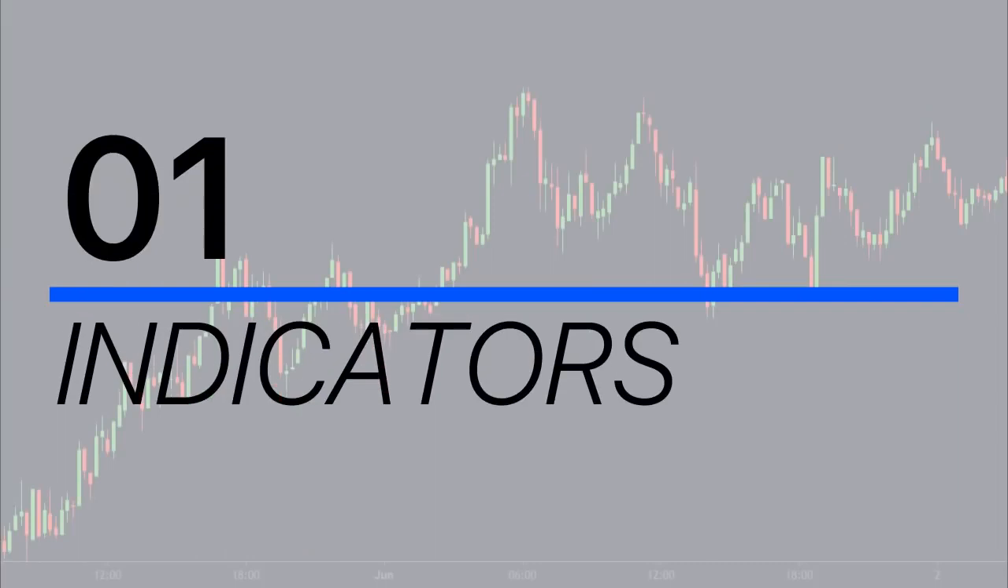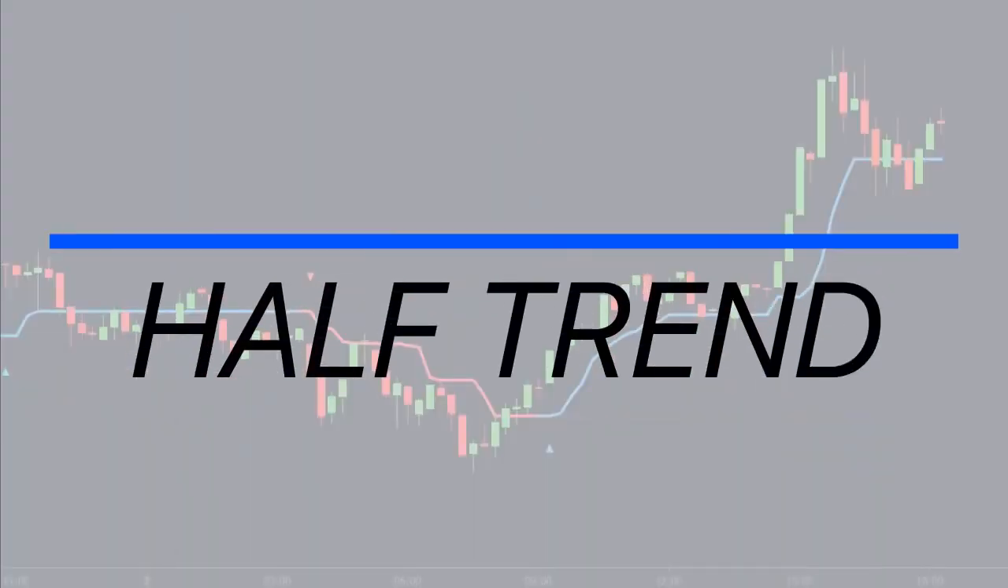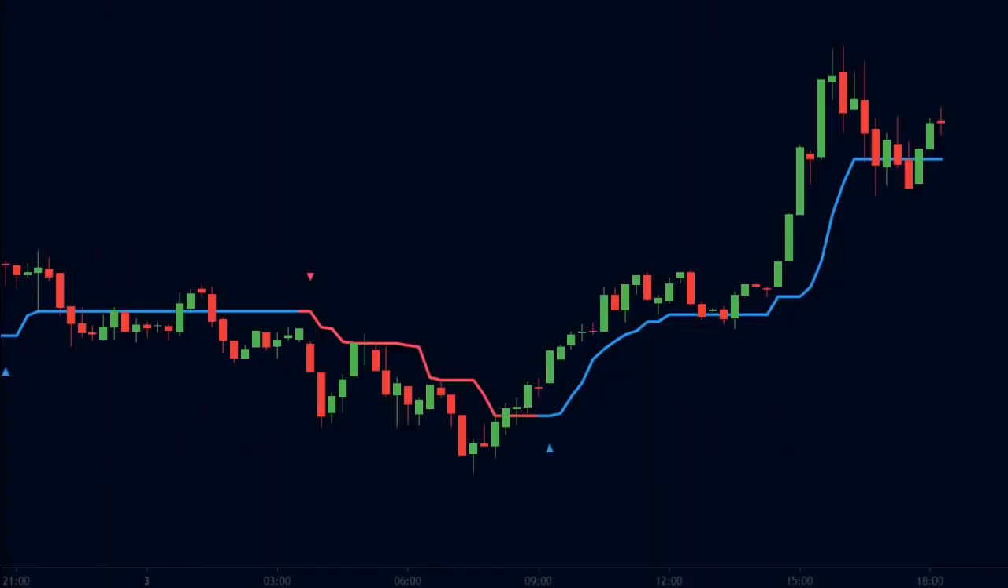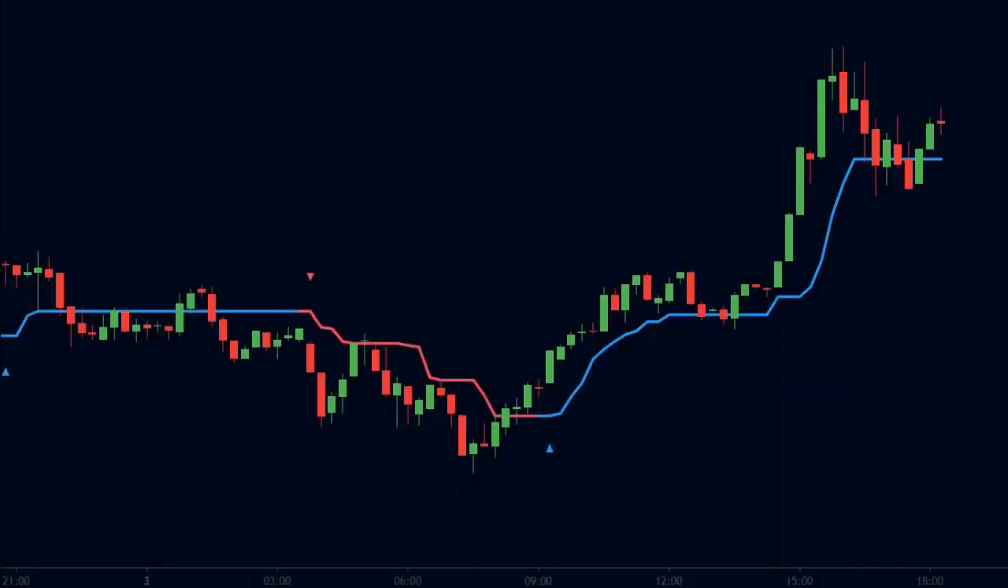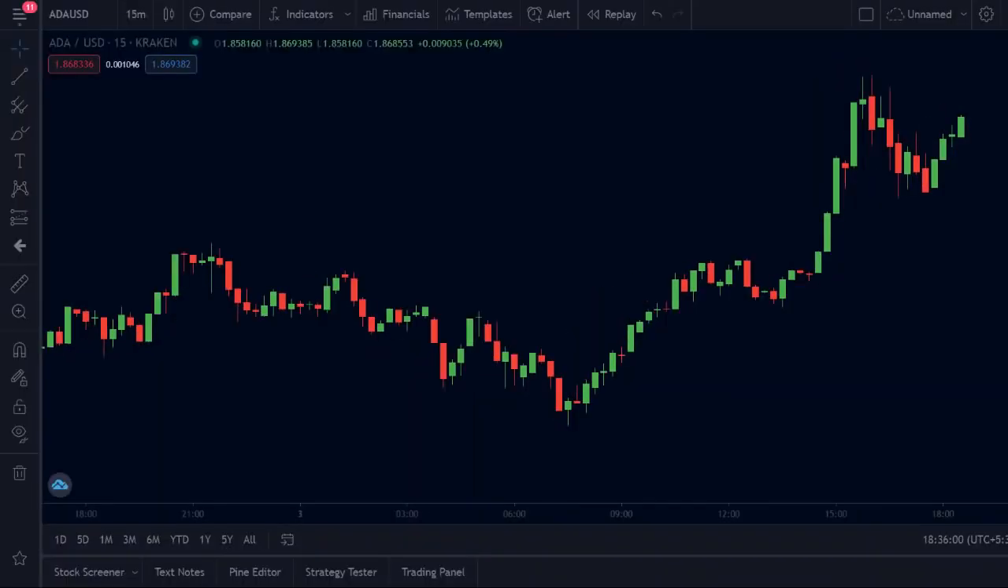First, let us discuss the indicators that we will use in our strategy. The first indicator that we will be using is called the half-trend indicator. The indicator is available on TradingView as well as other platforms. If you want to use the indicator on TradingView, then follow these steps. First, open up a chart on TradingView. Then click on the Indicators button.